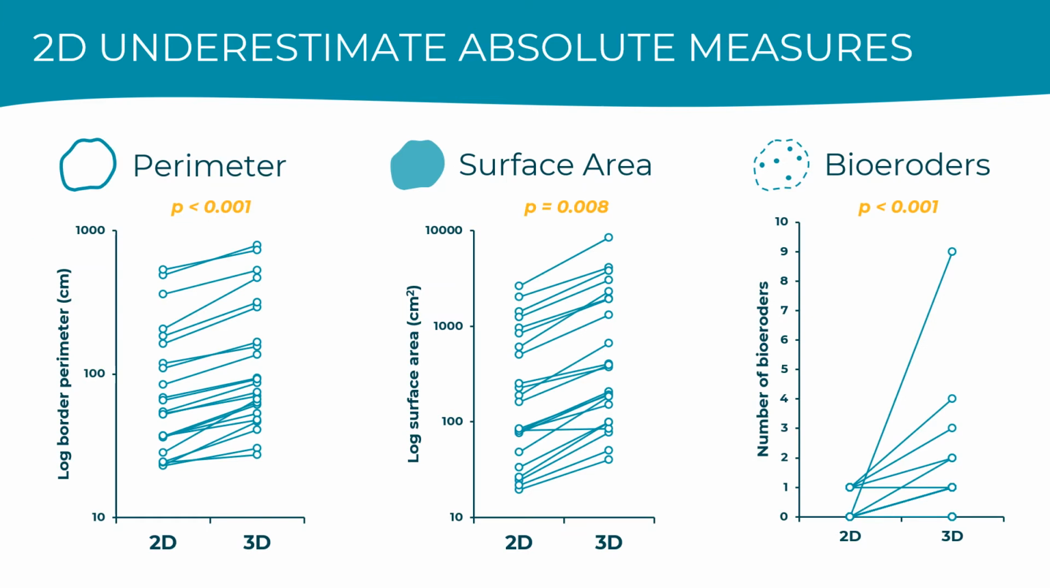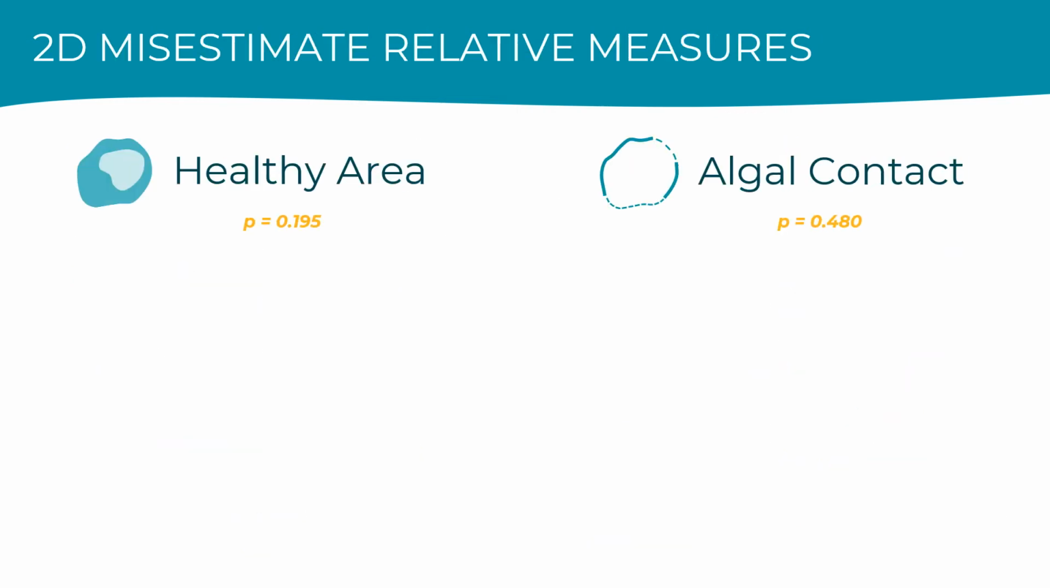So we observed that perimeter, surface area, and the number of bioeroders were overall smaller in the 2D images, and we consider that the 3D model is a good representation, closer to reality by maintaining coral complexity. 2D images actually give us an underestimate of such variables. When we consider the relative variables, we observed no statistical difference between the two approaches.